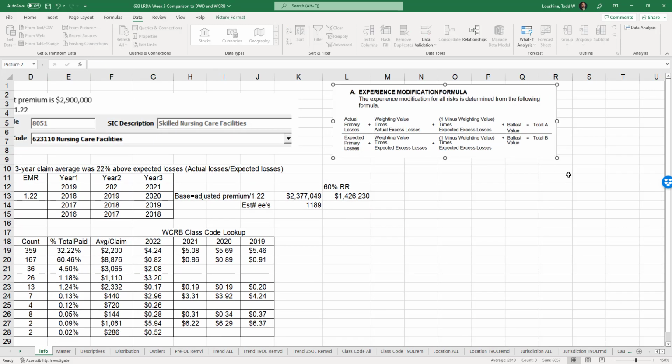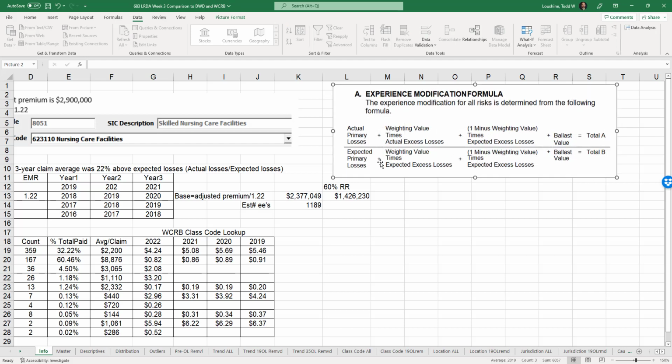So this is the formula. I got this from the WCRB. Experience modification formula: actual primary losses divided by expected losses, but there's other stuff in here. It'll end up being total A divided by total B. I don't know why, and I don't know if this, this minus one minus weighted value times expected excess, and this is also, I wonder if that's a typo. Why you would put that above that? Because adding it on, what does it do to the equation? It's like, oh, let's add one. It doesn't do much to the equation. I don't know. And the same with the ballast value, that's what it is.